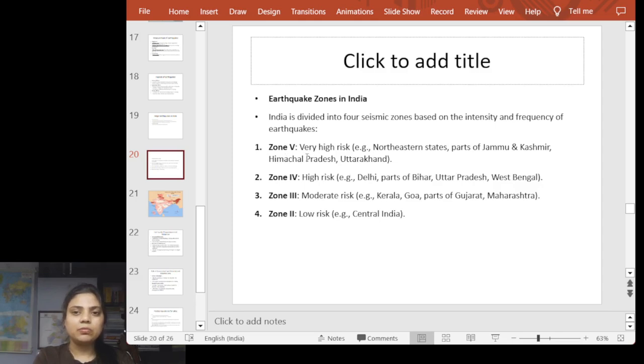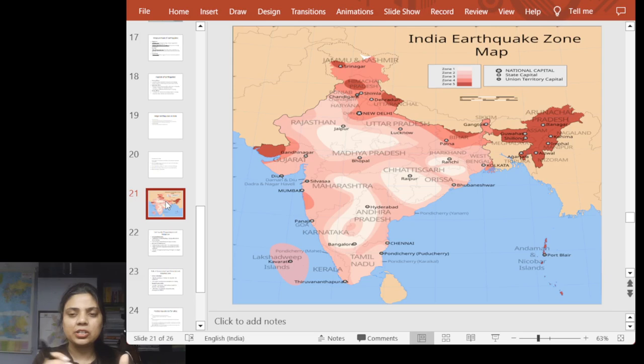And the seismic zone 5 is very high risk, that is the northeastern states, the Uttarakhand region, Himachal region, Jammu Kashmir region, the regions which have a direct connection with, that is close to, the Indo-Australian plate and Eurasian plate. The region close to that has been one of the most seismically active zones in India.